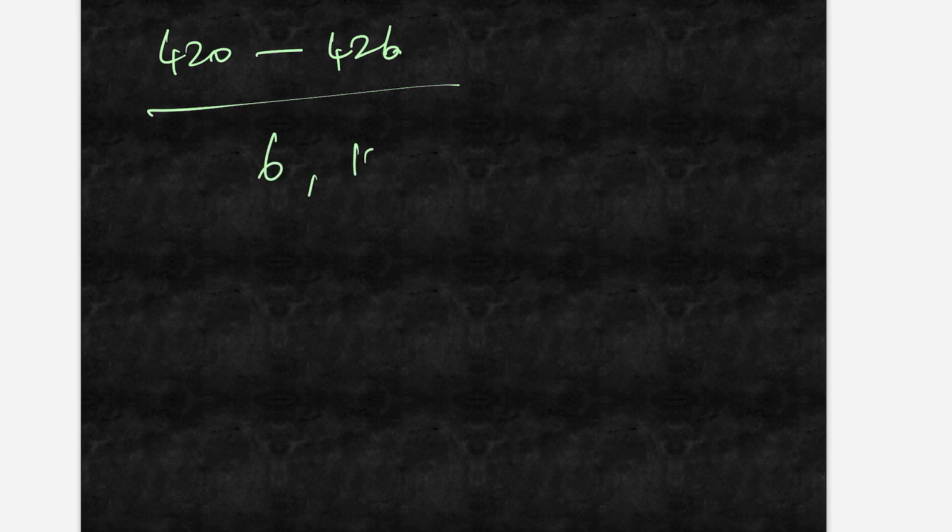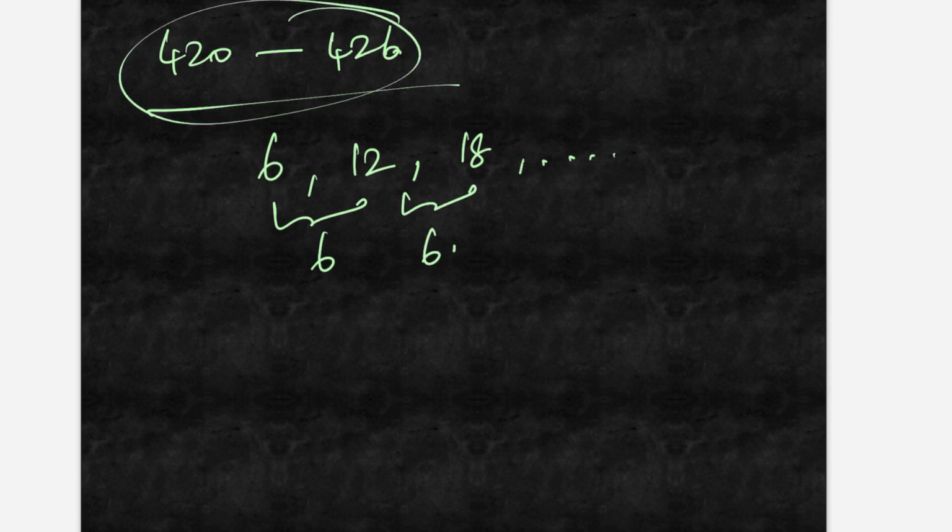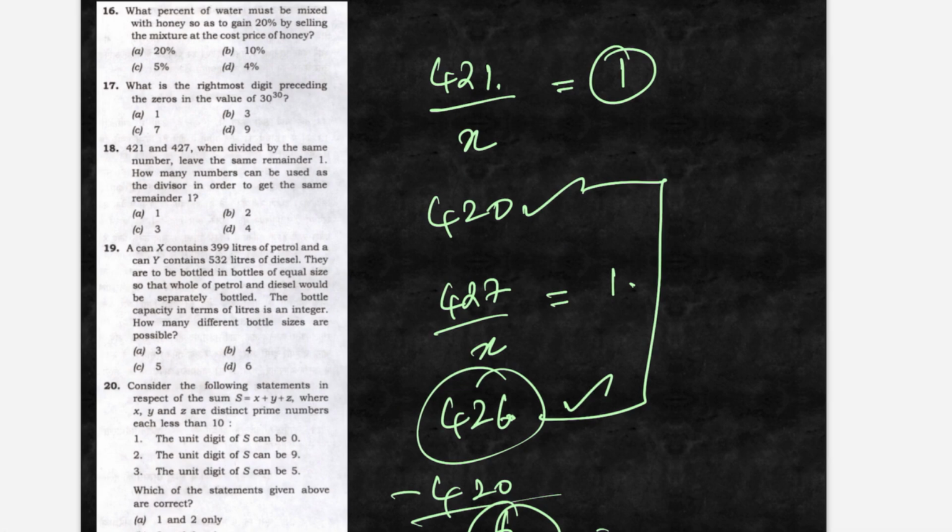You see 6 is divisible by 6, 12 is divisible, 18 is divisible. So the gap between every number is 6. So similarly if 420 is divisible, 426 will also be divisible, correct? So yes, 6 is perfectly divisible, right? Okay, look at the question. 421 and 427 when divided by the same number leave the same remainder 1. Fine, 6 is one number that can divide.